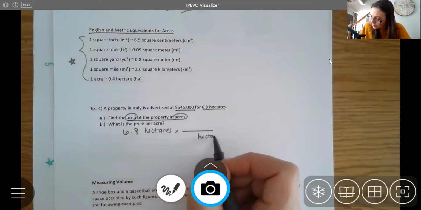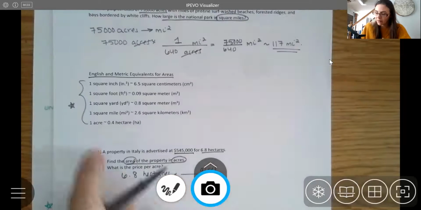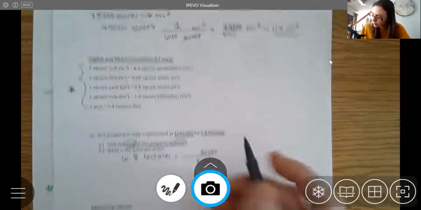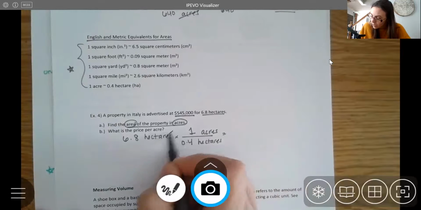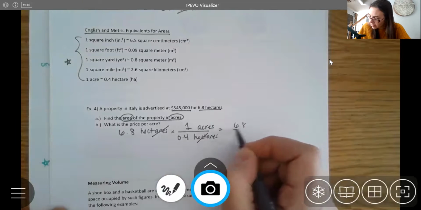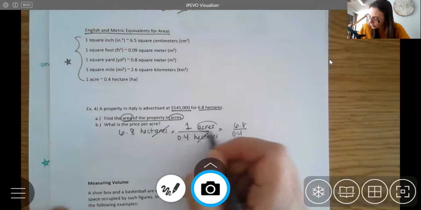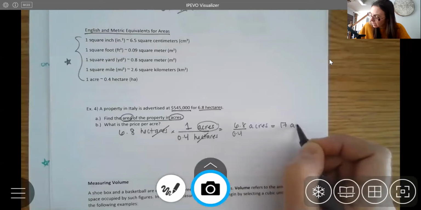I want the hectares on the bottom and the acres on the top, and I want to see if I have a conversion. I do. 1 acre will be the same as 0.4 hectare. My units are going to cancel out. I'm left with 6.8 divided by 0.4, and the units left are acres. So we get exactly 17 acres.